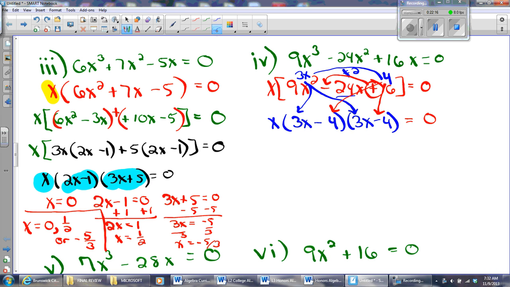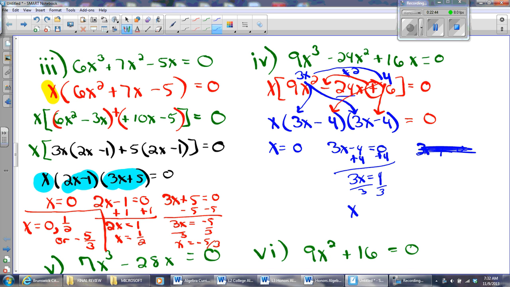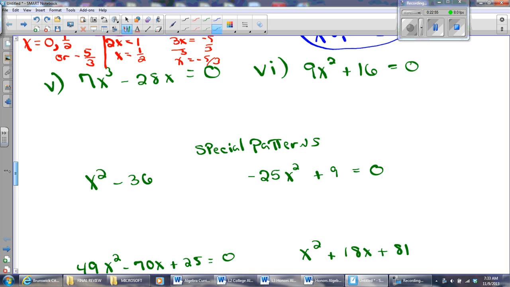Okay, so once more, we have 3 quantities, but in this case, we only have 2 unique quantities, so I only have to do x equals 0 and 3x minus 4 equals 0. It would be silly to write this down again. I'm going to get the same answer. It's the same problem, so I'm not going to waste my time doing that. So I'm going to add 4 to both sides. 3x equals 4. Divide by 3, divide by 3. X is going to equal 4 thirds. So the answers are x equals 0 and 4 thirds. There you go.